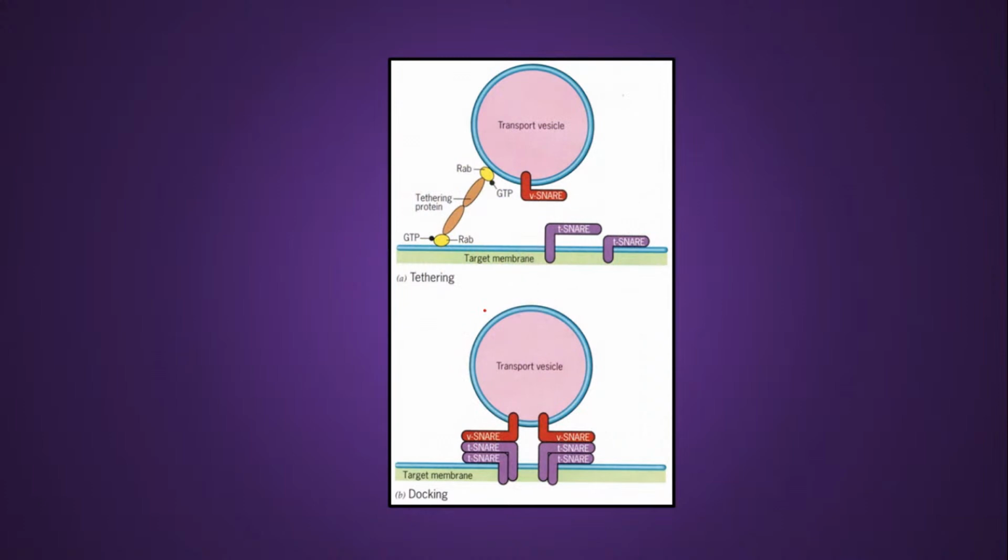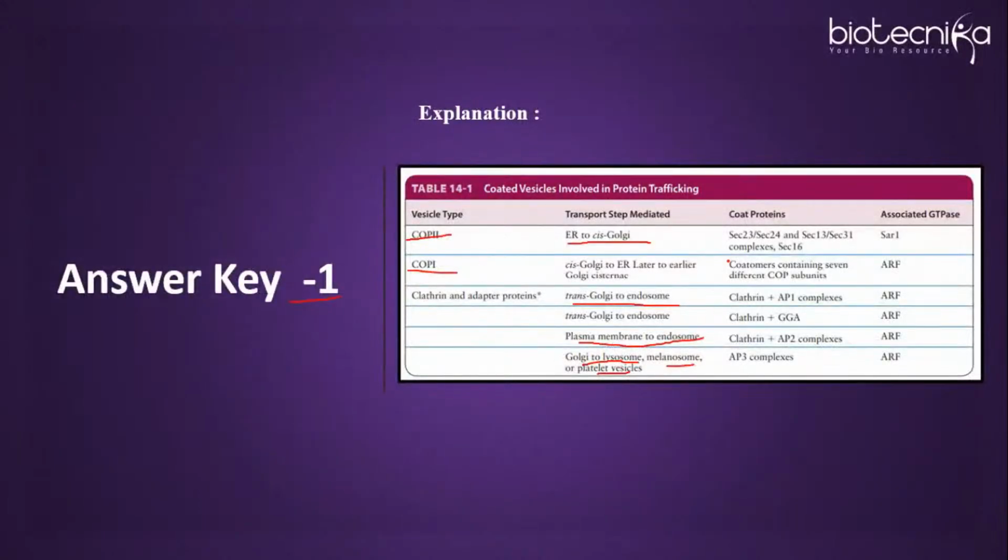Now looking at the tethering of vesicles, once a transport vesicle has to be tethered. This table is from Lodish, Safalta. I took this table from Lodish. You can refer to Lodish for that, chapter 14.